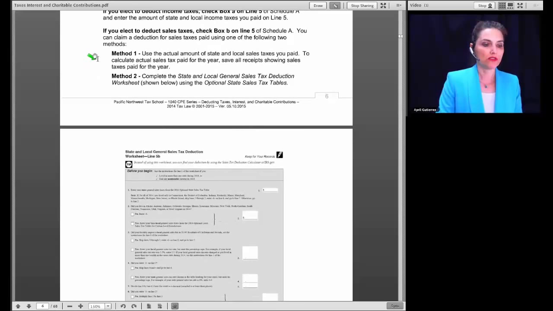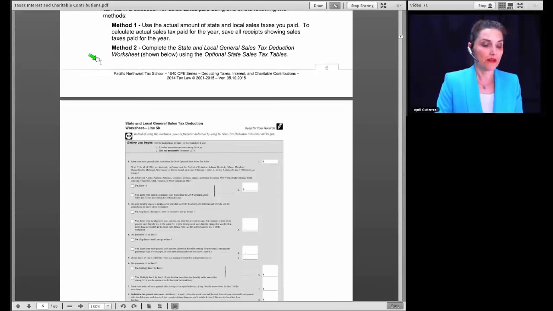Under Method 1, you use the actual amount for the state and local sales taxes that you paid. And to calculate the actual sales tax that you paid for a year, you would need to save all of your receipts and tally up all of the sales tax that you paid during the year. You can imagine that there's not a whole lot of people out there who do it that way. And to save that trouble, the IRS has method number 2 available.